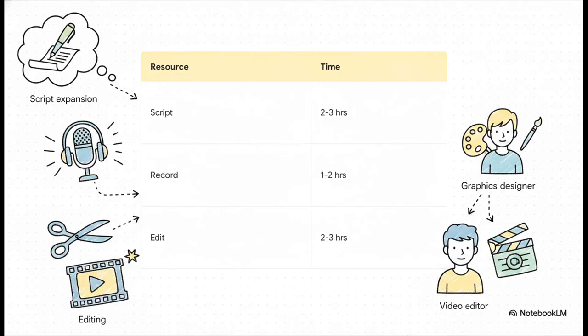Looking at the exact resource allocation here really proves that effective communication isn't cheap. It requires dedicated time blocks and highly specialized team members. We're talking 2 to 3 hours just for script expansion, 1 to 2 hours for recording, and another 2 to 3 solid hours for editing. Plus, leaning on specialized roles like a graphics designer and a video editor ensures the final output matches the exact quality of the engineering being discussed.